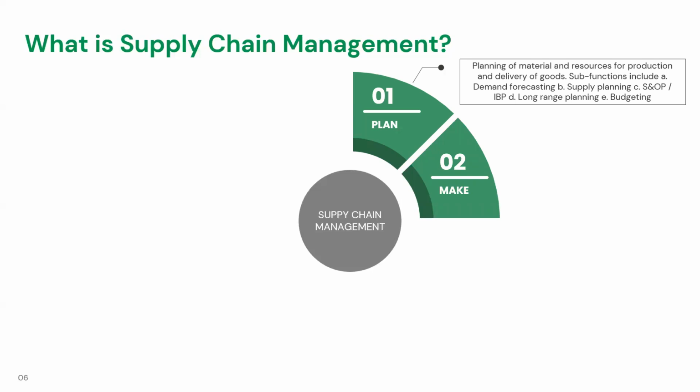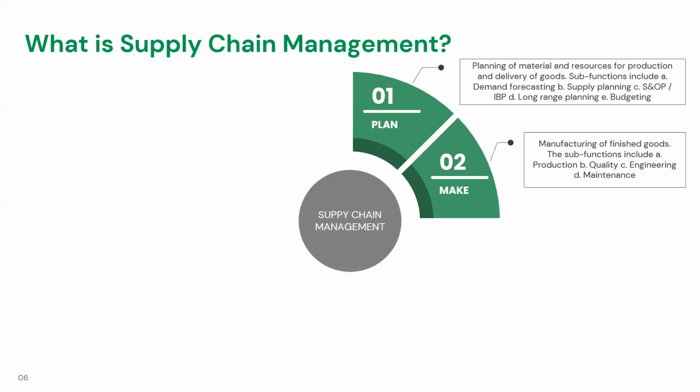The second one is make, which is manufacturing of the actual products. This is a core function, responsible for converting the raw material into finished goods. Within that, there are further sub-functions. There is manufacturing, and then there is quality and engineering. Quality is a very critical function across industries, be it pharmaceutical, automotive, heavy equipment manufacturing, telecom, etc. The engineering function is also equally critical to ensure that manufacturing continues with no disruptions.